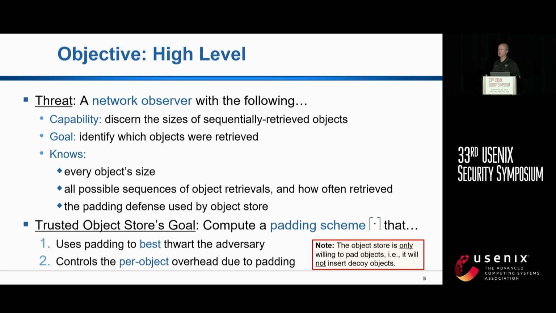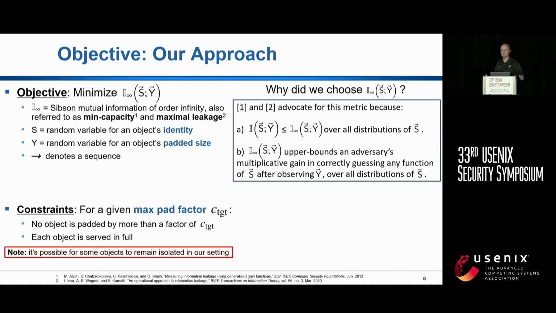So the trusted object store's goal is this. It wants a padding scheme that can best thwart this adversary, but one that controls the per object padding overhead applied to every single object. Now, one thing to note here is that this object store is only willing to pad objects. It's not going to insert dummy decoy objects into the stream. It's only going to apply padding onto the objects that were requested.